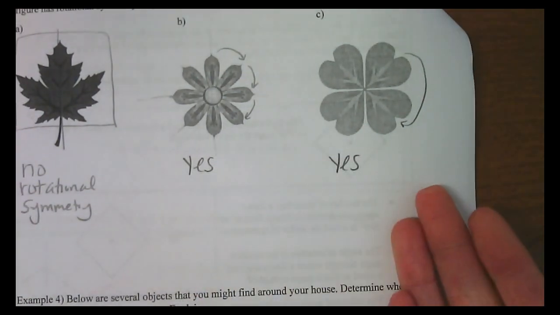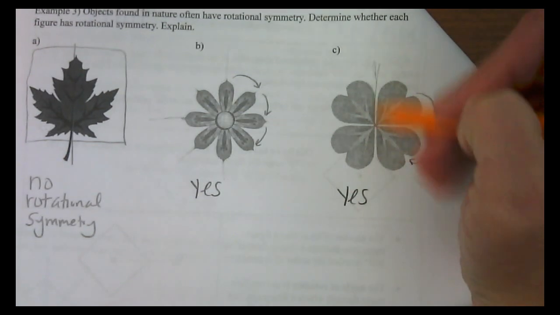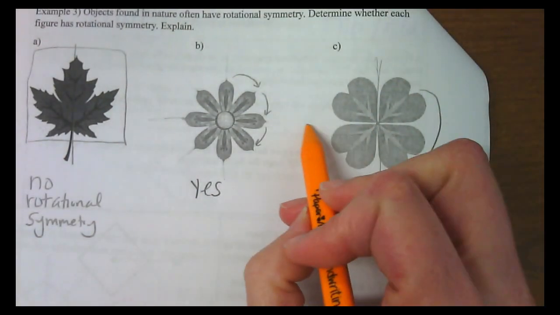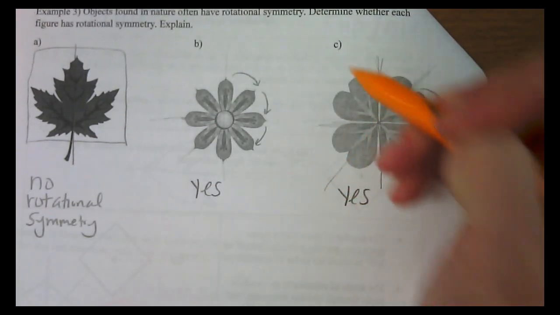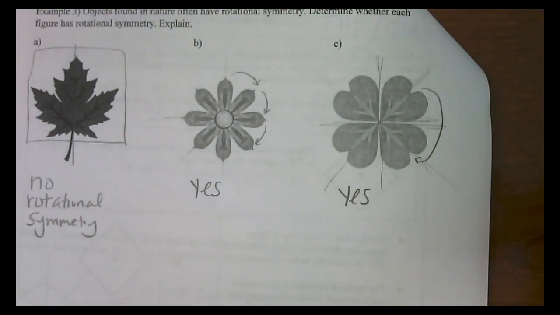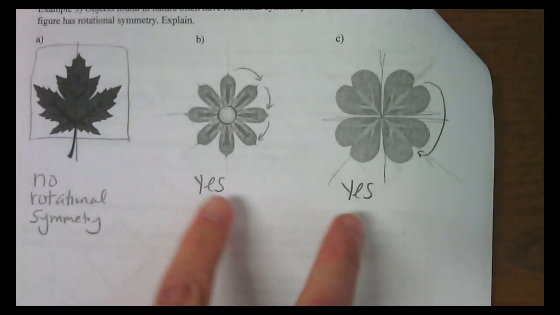Again, if it had asked me about line symmetry, I could split this right down the middle this way and get a line of symmetry, or I could split it this way and get a line of symmetry, or this way, or this way. So there is line symmetry in this one as well. So these would be both rotational and line.